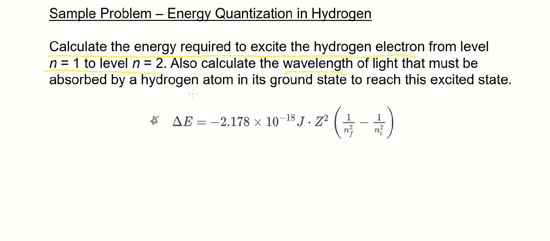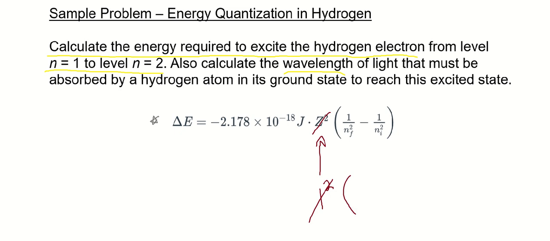All right, so let's save a little time here. Z for hydrogen is 1. Z is the nuclear charge, or the atomic number, or the number of protons. So all of them mean the same thing here. It's just 1 squared is 1, so we can just ignore that.